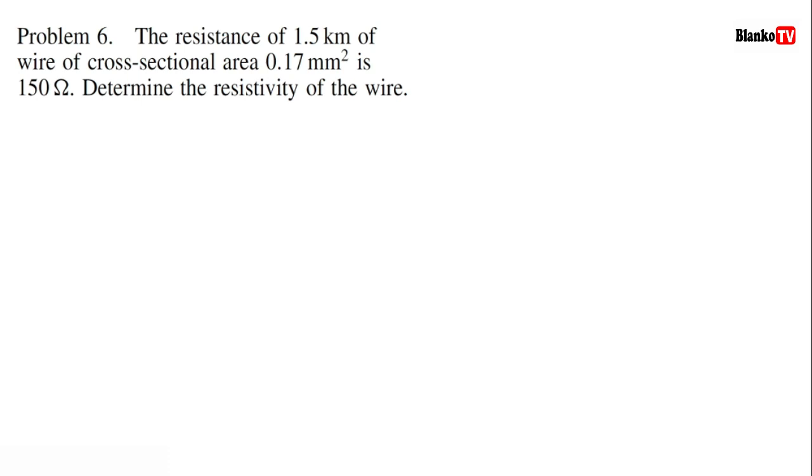So this is example 6 of the calculations that fall under resistance and resistivity. The question is: the resistance of 1.5 kilometers of wire of cross-sectional area 0.17 millimeter square is 150 ohms. Determine the resistivity of the wire.